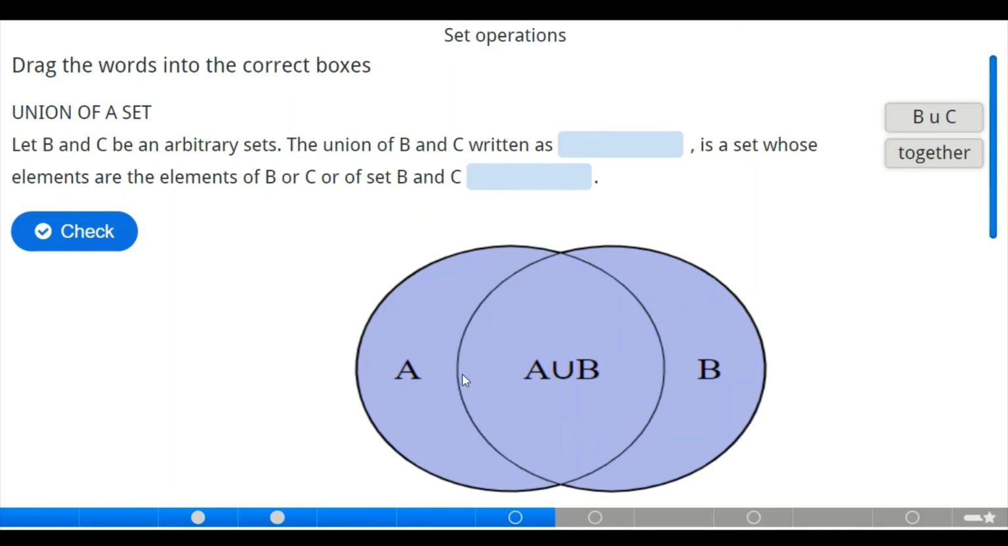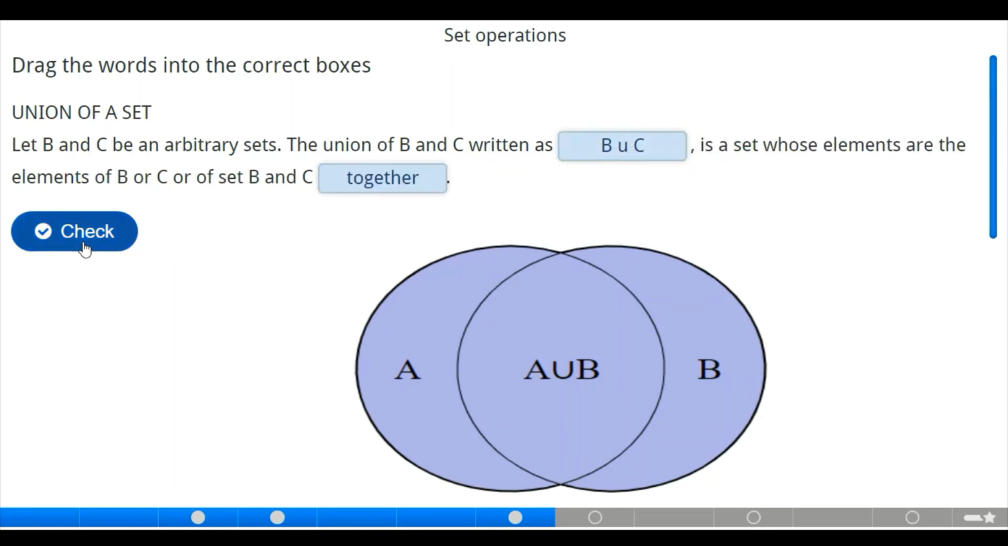So if you look, we have an example here. This is a set which is set A. This is another set which is set B. This one is giving us that we are bringing all the elements in set A and all the elements in set B together, and we refer to this as what? A union B, and this is the sign for union. Let's try to rearrange this. It is being denoted as what? B union C, and it means that we are trying to bring both elements in set B and set C together. So that is what we call the union of a set.